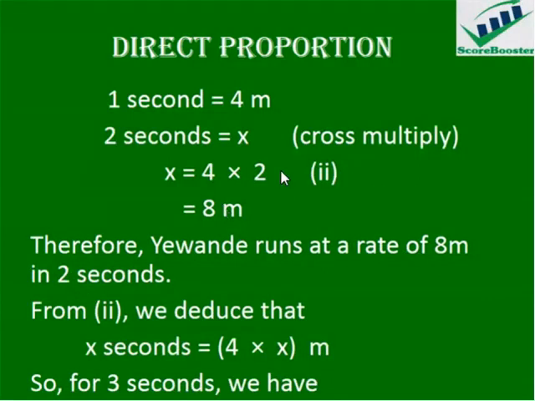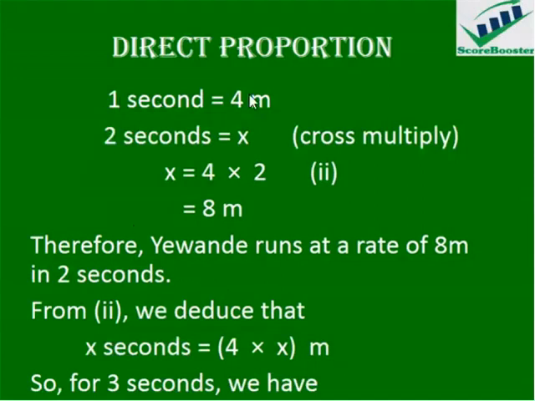So from here we can see that the number of seconds you run equals what? 4 multiplied by that number. Here we have 2 seconds. 2 seconds is equal to what? 4 multiplied by 2. 1 second is equal to 4 multiplied by 1. So we deduce that x seconds equals what? 4 multiplied by x meters. I think you get that.